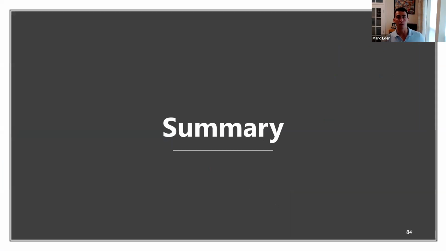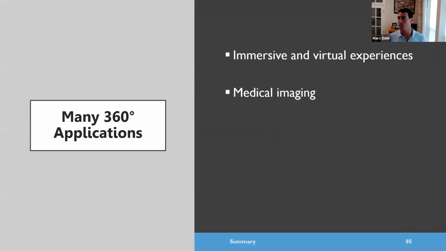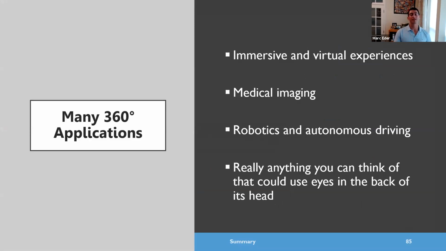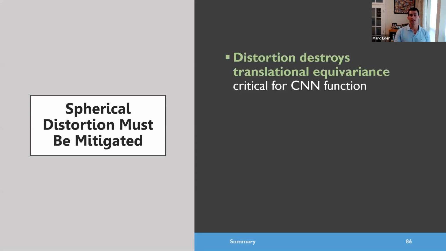So I hope you take a few big picture ideas away from my talk today. First, that there are many opportunities for 360 vision, immersive virtual experiences, particularly now as everything's becoming remote, medical imaging, robotics, autonomous driving, basically anything that you could think of that might want to use eyes in the back of its head, benefit from 360. But if we want to enable these applications, spherical distortion must first be addressed.